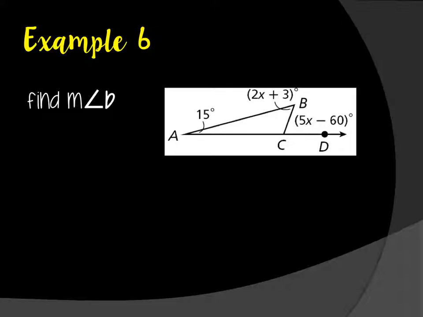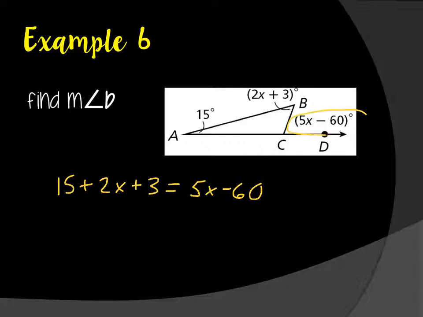So now let's do an example. Find the measure of angle B. What equation do we need to set up to find the measure of angle B? Yes. 2x plus 3 equals 5x minus 60. Well, we need to add the two remote interior angles. So you got one of them. What's the other one we need to add? 15. So 15 plus 2x plus 3 is equal to 5x minus 60. So it's equal to the outside angle.